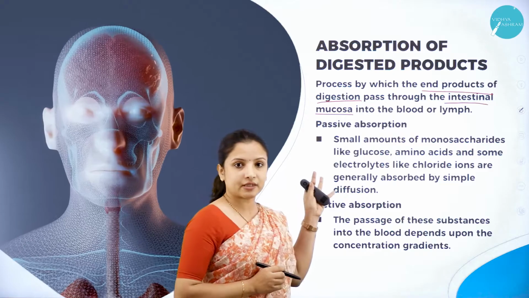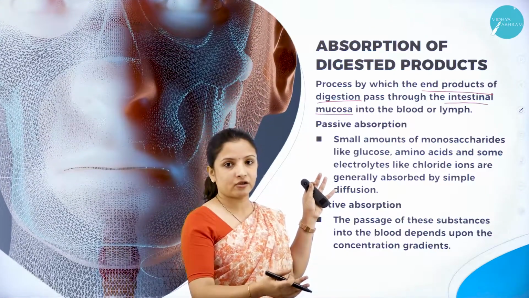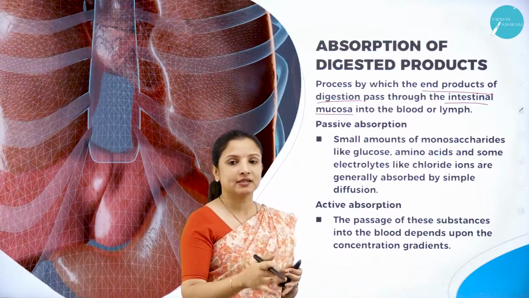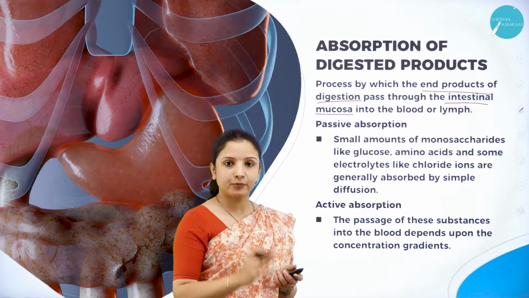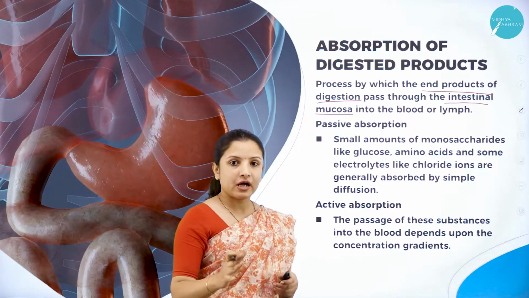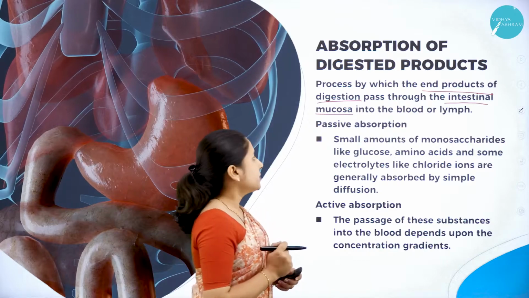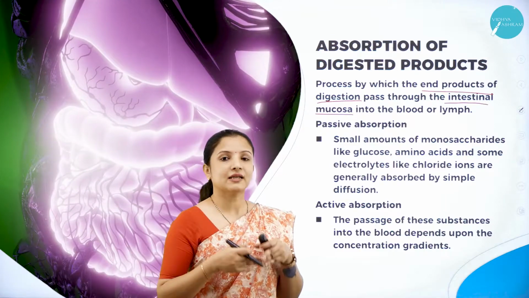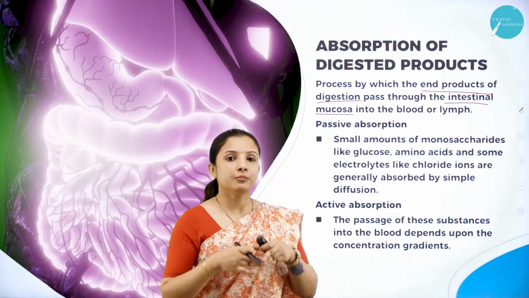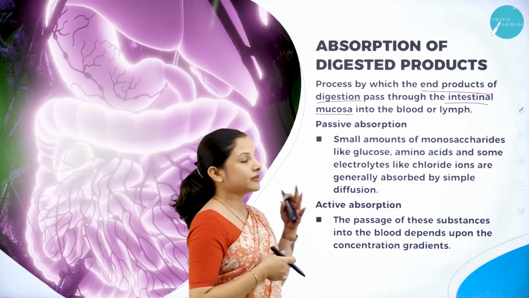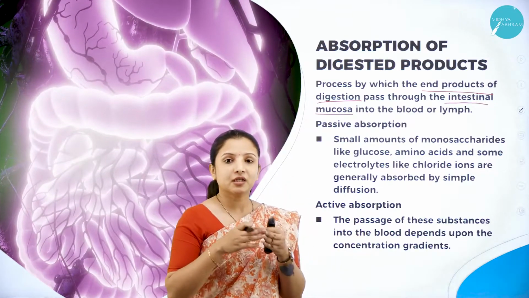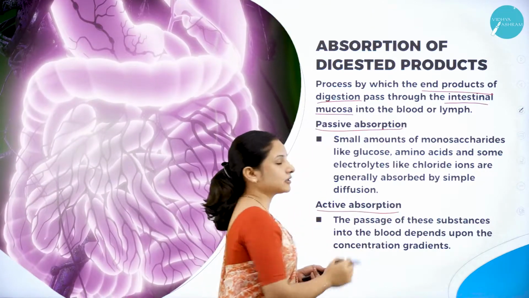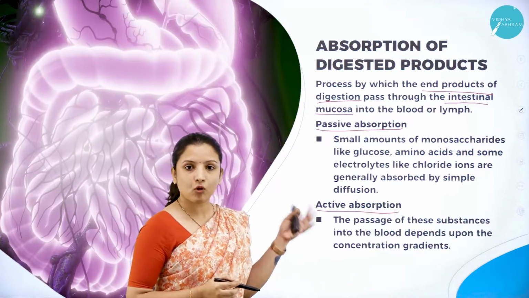They pass through the intestinal mucosa and then enter into the blood or the lymph, because the blood is one of the important components that carries the minerals, nutrients, proteins, lipids and carbohydrates into different parts of the body. Based on how they are carried, this particular process is of two types: one is passive absorption and the other one is active absorption. We shall see exactly what these two are.